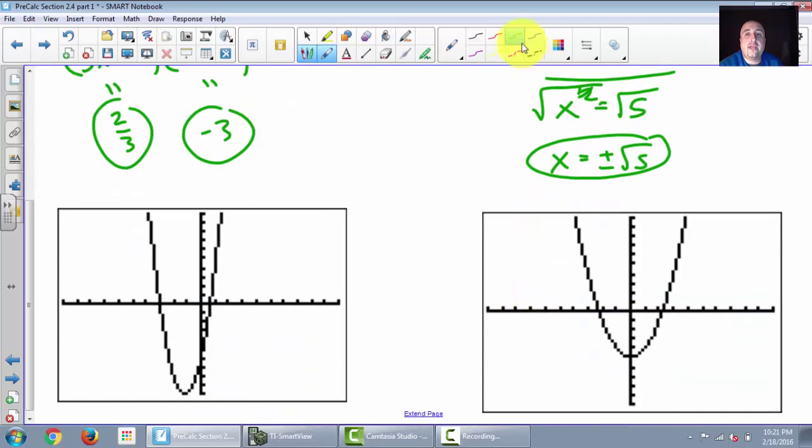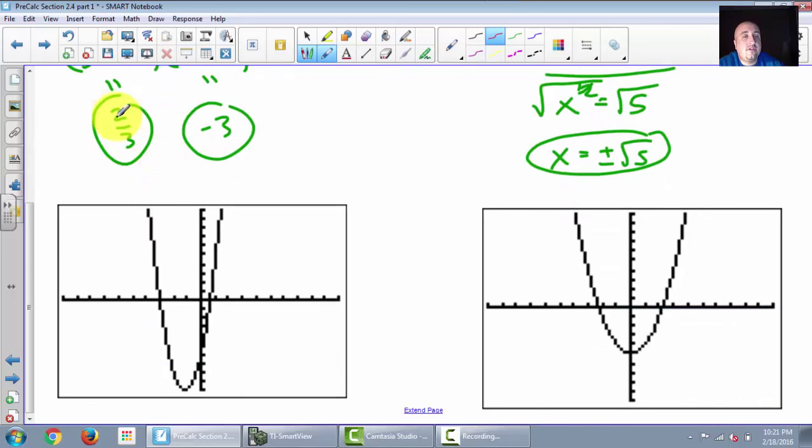So what does this all mean? So if I look at my graph of the original equation, 2/3 and negative 3 were my solutions. Well, where does this graph cross the x-axis? This one's at negative 3, and this one's at 2/3. There are my roots. There are my zeros. This one crosses at plus or minus root 5. Well, root 5 is a little bit above 2 point something. So there's positive root 5, and then there is my negative root 5. Okay, so if you find the zeros, that means you found the x-intercepts. Okay, put those two things together.